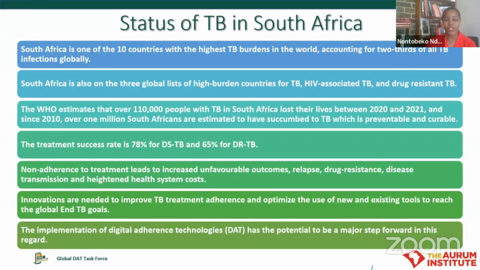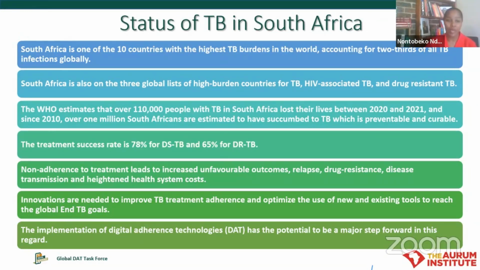All right, so just to give you a background of the status of TB in South Africa. South Africa is one of the 10 countries with the highest TB burdens in the world, accounting for 2/3 of all TB infections globally. South Africa is also on the 3 global lists of high burden countries for TB, HIV-associated TB. We've got almost 60% of our TB population being co-infected with HIV. And also we are on the list for drug-resistant TB.